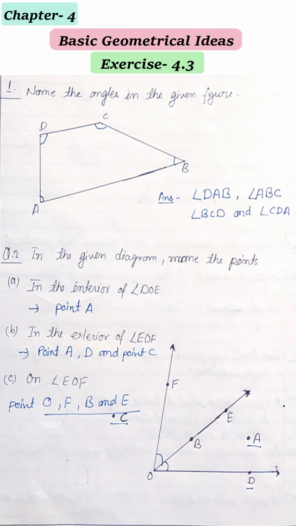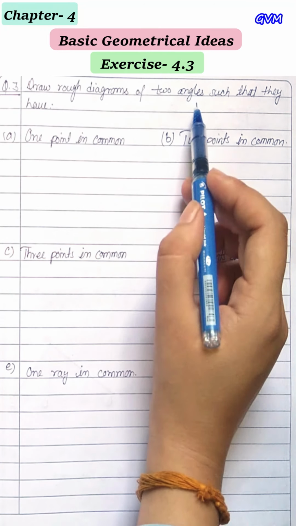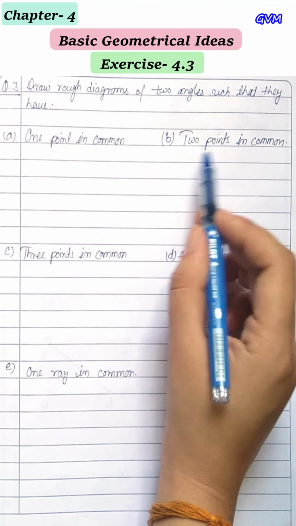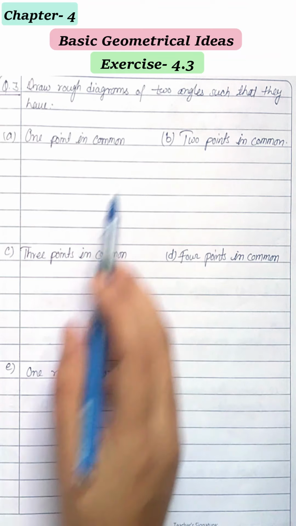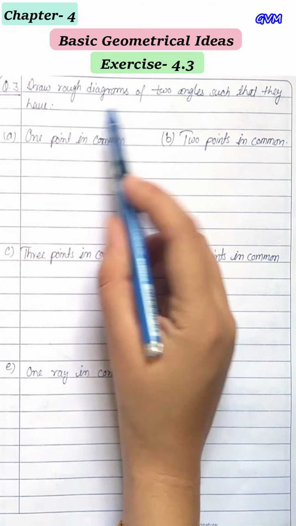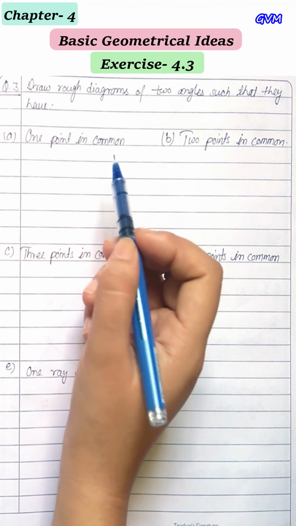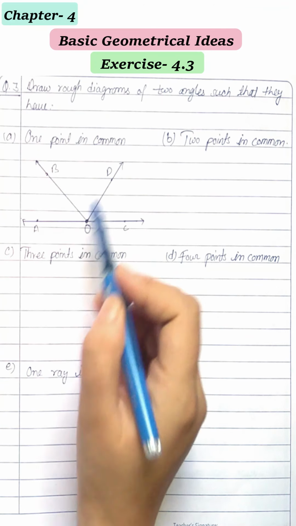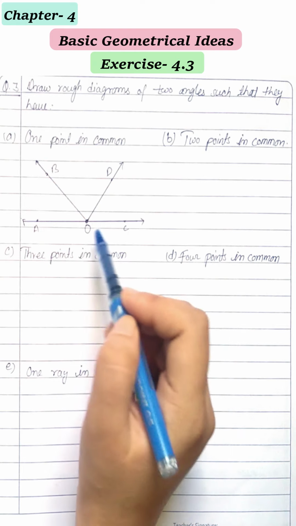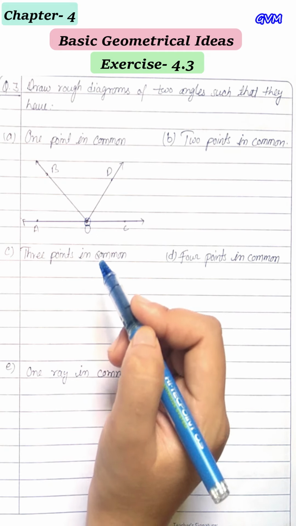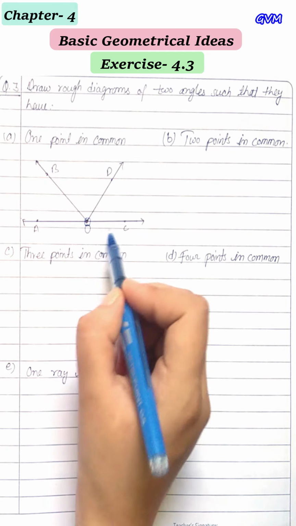Now question number 3 we have, draw rough diagram of two angles such that they have one point in common, and B part is 2 points in common. So we need to draw a diagram of two angles, and then show these conditions on the diagram. So draw two angles such that one point in common. Let's draw. We have drawn two angles, angle AOB and angle COD, and we can see the one point in common is this vertex O. This is the common point in both the angles.